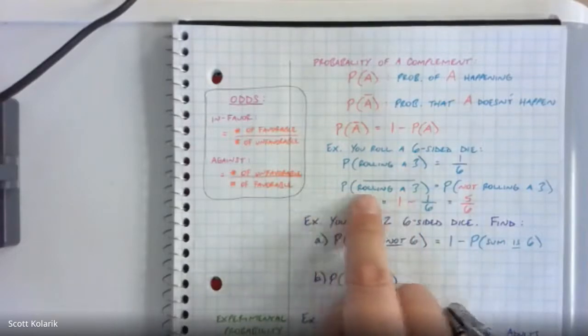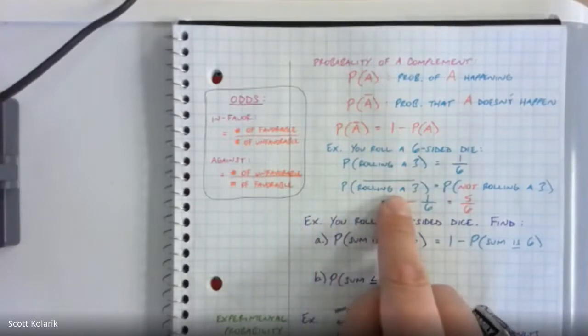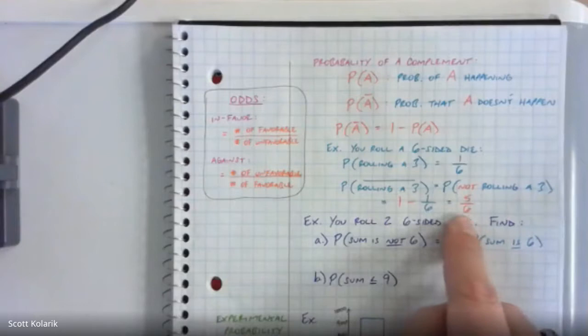Okay, so what's not rolling a 3? Well, it's small enough, so I'll just list it out. Rolling a 1, 2, 4, 5, or 6. Okay, so if I count those possibilities, I can get to this result that there is a 5 in 6 chance of me not rolling a 3.